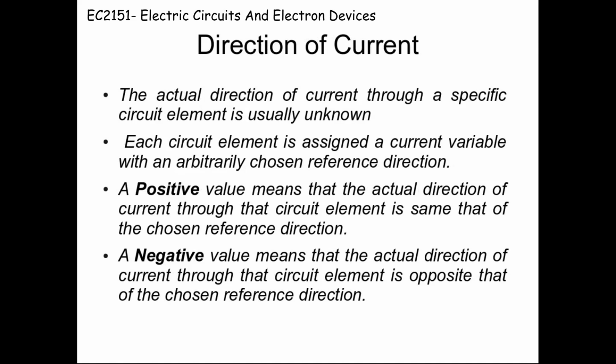Direction of current. The direction of current is a little bit of a complicated topic. When we say the current has a positive value, it means that the actual direction of the current through the circuit element is the same as that of the chosen reference direction. It depends on the point of reference. If we say the current has a negative value, that means the actual direction of current through that circuit element is opposite to the chosen reference direction. Generally, the actual direction of current through a specific circuit element is usually unknown.